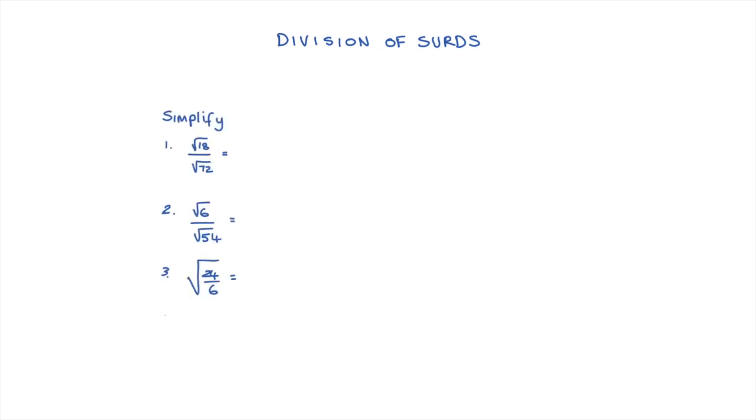We're going to continue this topic on surds by looking at division of surds. So let's look at some examples. Now we're going to simplify these in the way that we simplify fractions by looking for common factors. So we can write root 18 as root 18 times 1 and root 72 as root 18 times 4, breaking them down into a pair of factors. And then we can cancel these off, root 18 and root 18. So we're left with root 1 over root 4. The square root of 1 is 1, so that cancels down to 1 upon 2.